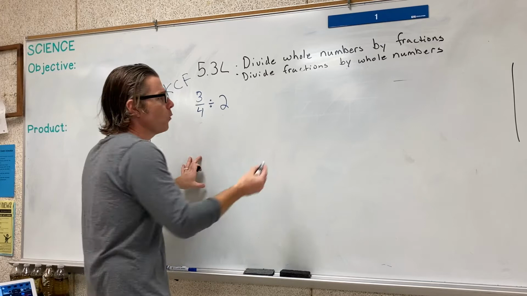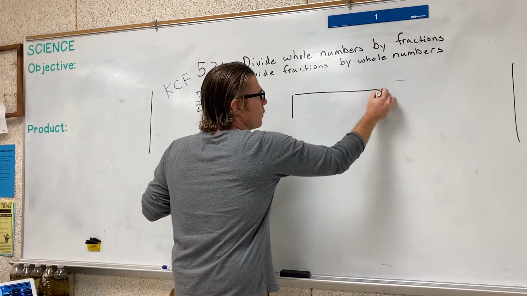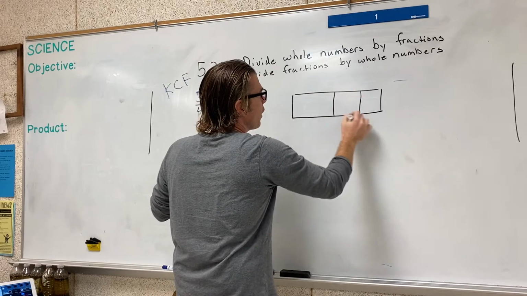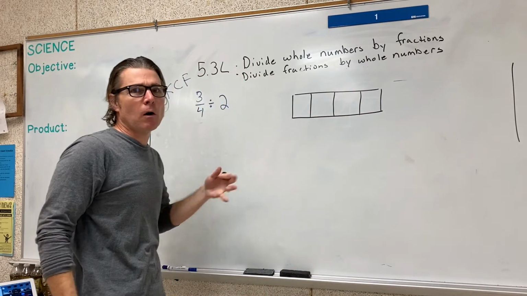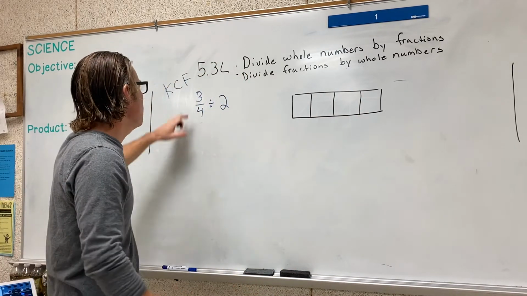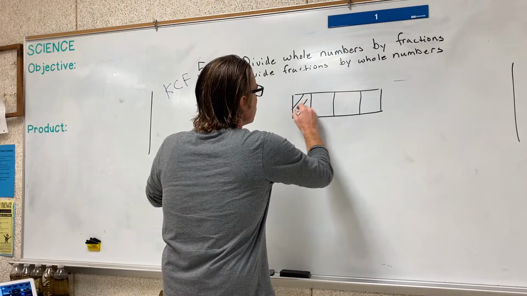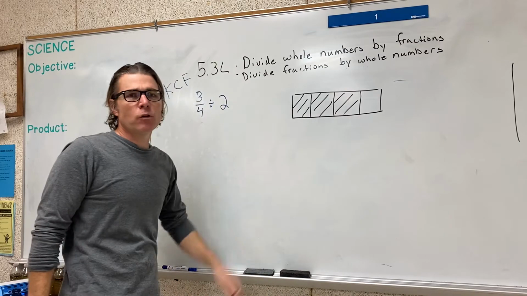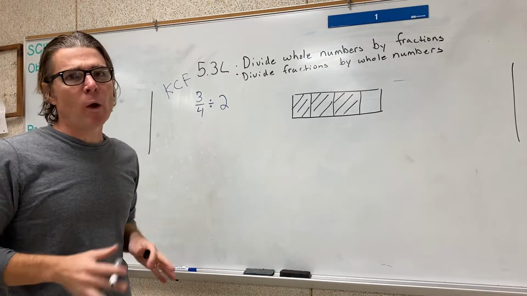So let's draw 3/4. I'm going to make a bar here, divide it into fourths, because my denominator tells me how many pieces to cut the bar or the whole into. I can shade 3 of those, because I'm representing 3/4. Now, if you can get that much done, you're well on your way to solving this problem.